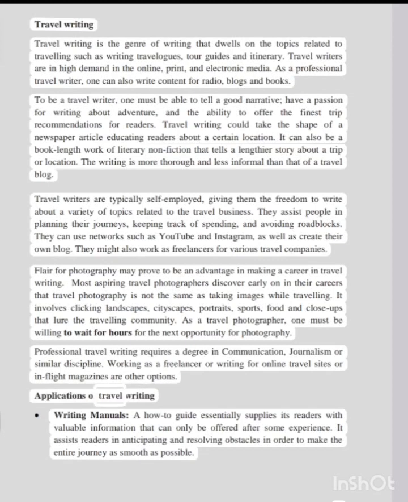Applications of travel writing. Writing manuals. A how-to guide essentially supplies its readers with valuable information that can only be offered after some experience. It assists readers in anticipating and resolving obstacles in order to make the entire journey as smooth as possible.